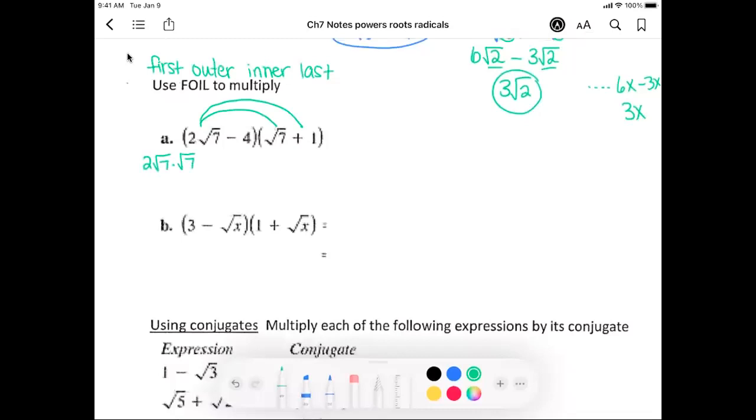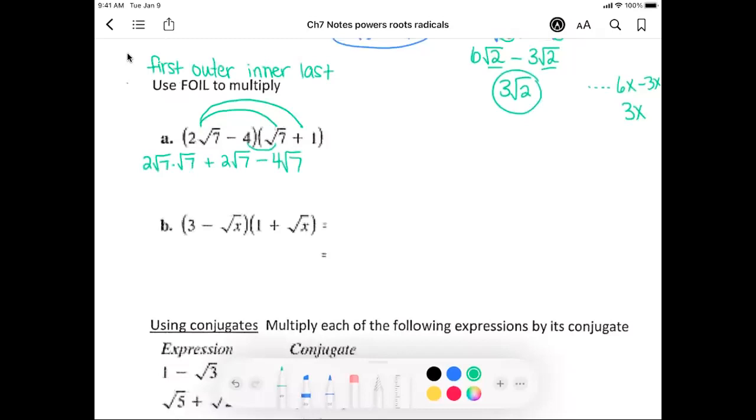Because it's a positive answer, because everything's positive, I will put a plus sign. And 2 square root of 7 times 1 is just 2 square root of 7, so I'm not going to even show the 1. And then next is the inner numbers. That's negative 4 times the square root of 7. The answer is going to be negative, so I'm going to put a minus sign to hold them together. And I would write this as 4 square root of 7 like that.